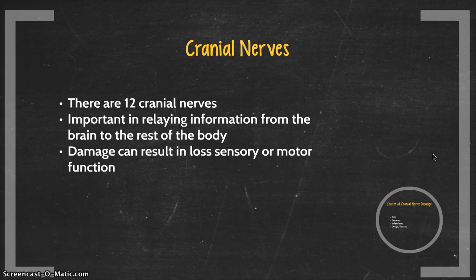Cranial nerves. There are a total of 12 cranial nerves in the human body. These cranial nerves are important in relaying information from the brain to the rest of the body. Damage of these nerves can result in specific loss of sensory or motor functions.